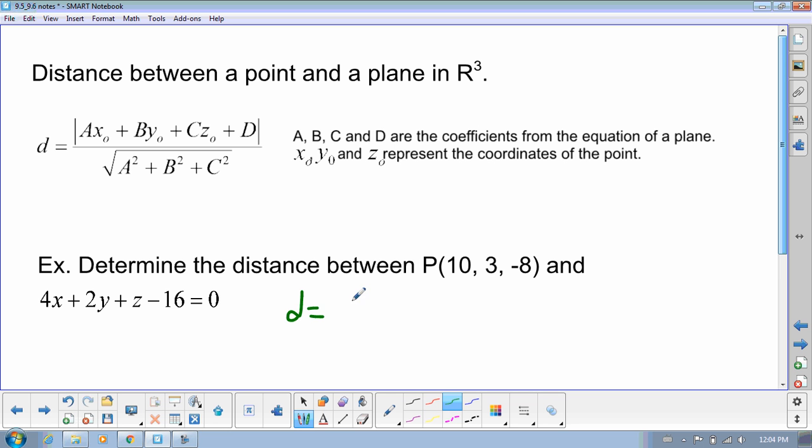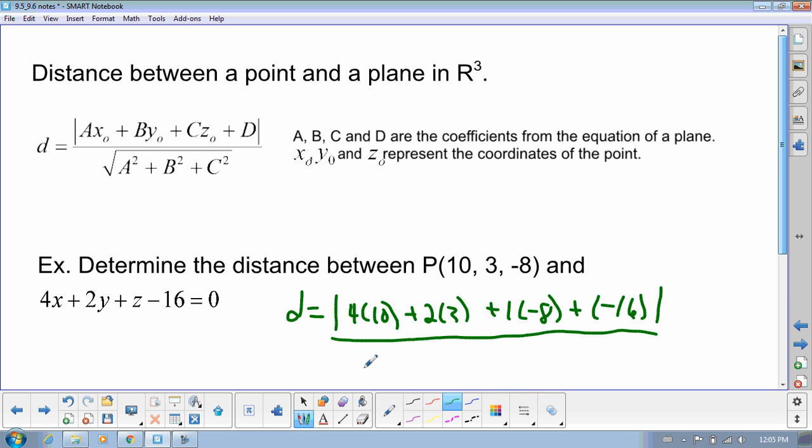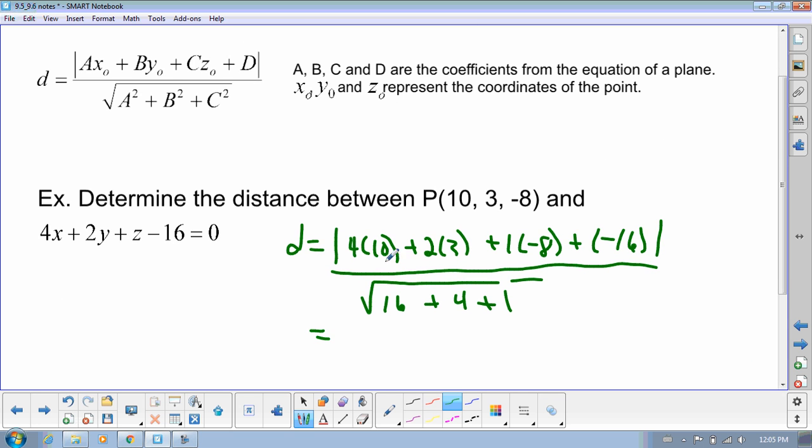Determine the distance between the point and this plane. So I know A is 4, so we have 4 multiplied by 10 plus 2 multiplied by 3 plus 1 multiplied by -8 plus -16 all over the root of A squared, so that's 16 plus 4 plus 1. So my numerator, I have 40 plus 6 is 46. 46 subtract 8 is 38. Subtract 16 is 22 over root 21 units.